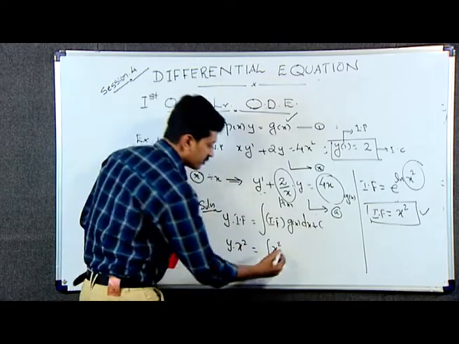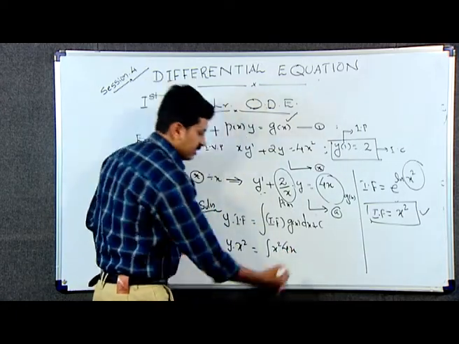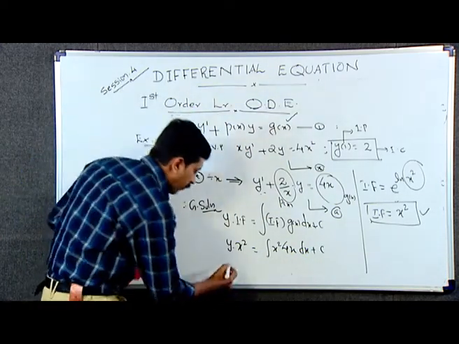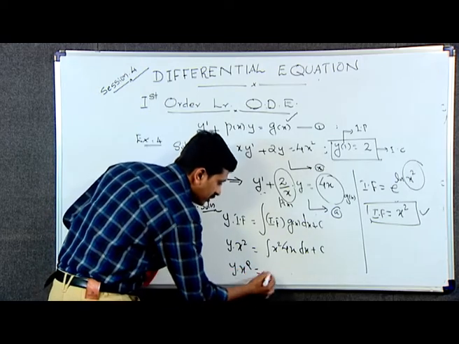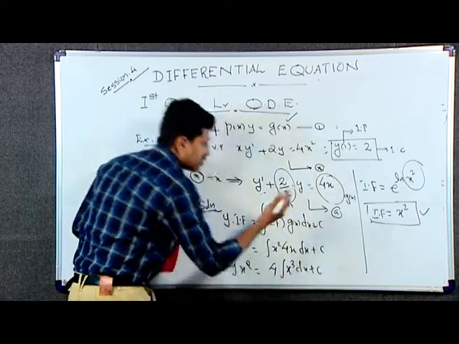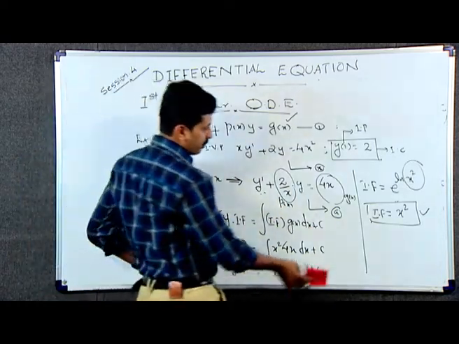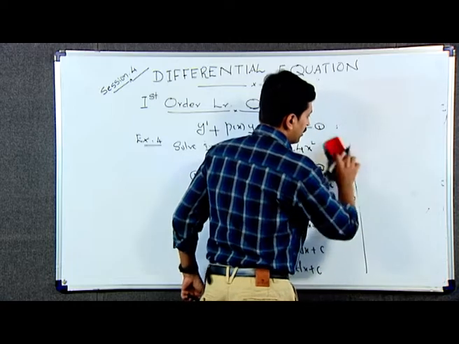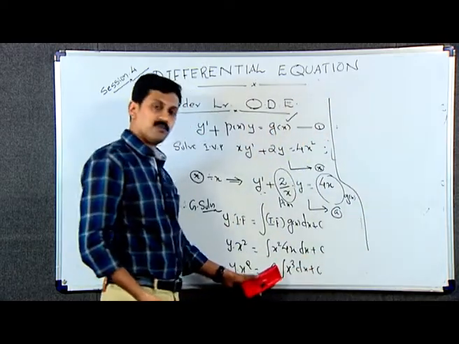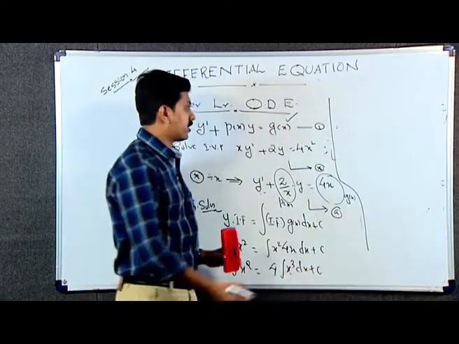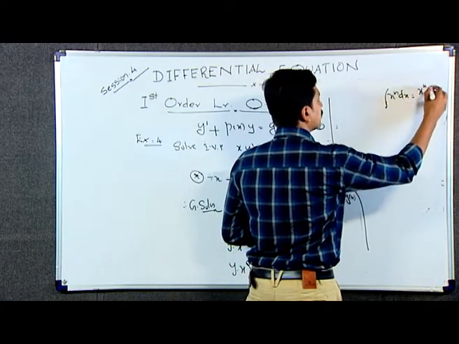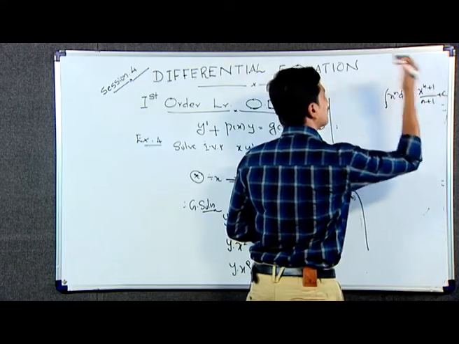So, g of x is equal to 4x dx plus c. See, y x square is equal to 4 into integral of x cube dx plus c. By the formula of integration, integral of x raised to n dx is equal to x raised to n plus 1 divided by n plus 1 plus c.